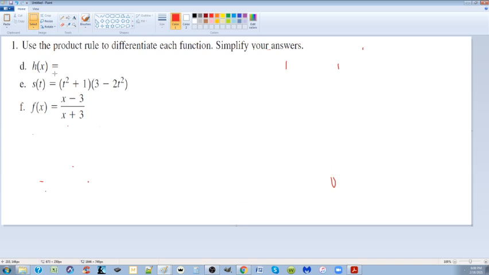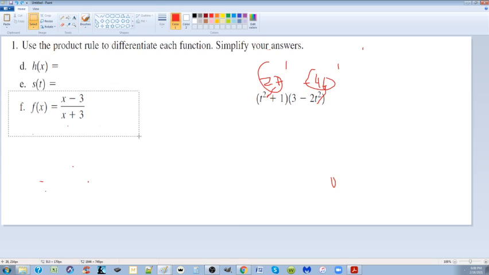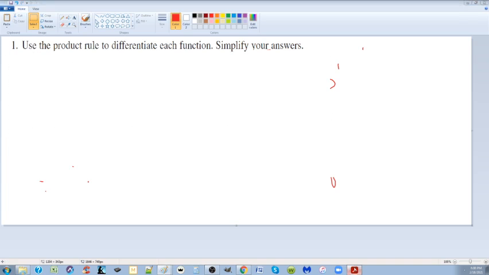Same thing with this one. And I'll put the derivatives up above. 2t minus 2t. Oh, minus 4t. That's the derivative of this. That's the derivative of that. Put it in the product equation. And this one I did. Woo! Complicated.